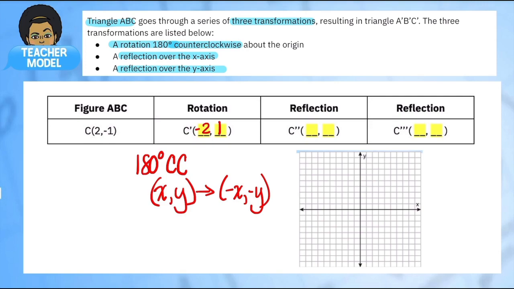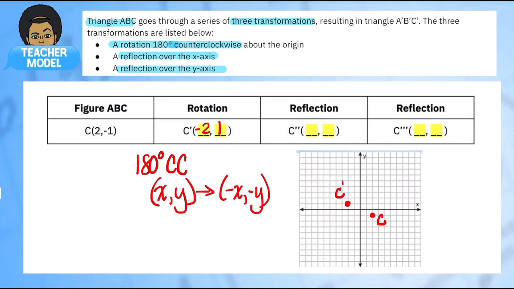So let's map these 2 points out. Starting off with 2, -1, here's the original, here's C. And now I want -2, +1. So here is C prime on the other end. All right, now we're going to do 2 reflections, 2 flips. So our first flip is going to be over the x-axis. So we're going to flip it from here over here.